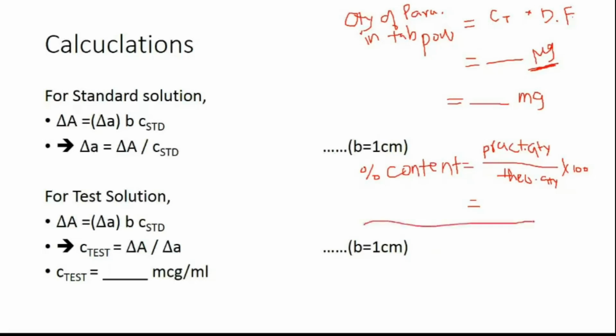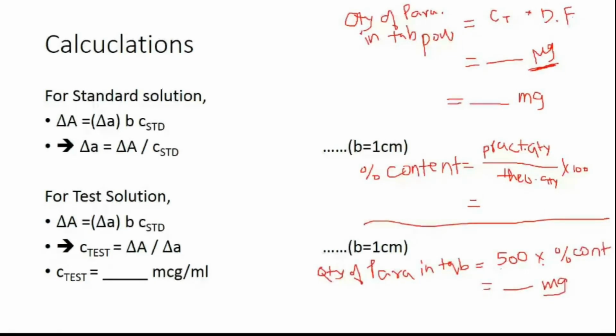Okay, so after calculating percent content, you will write quantity of paracetamol in tablet is equal to 500. Why 500? It is the label claim multiplied by percent content, so percent content divided by 100. Okay, so if it is say 90%, yes, 450 it will become.